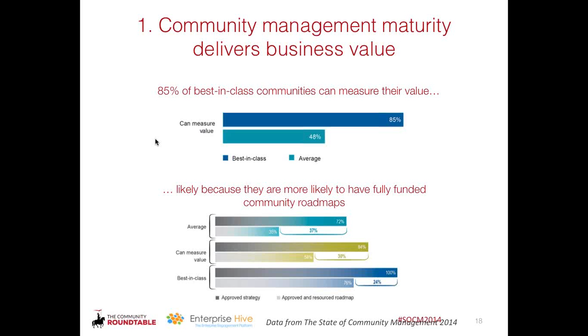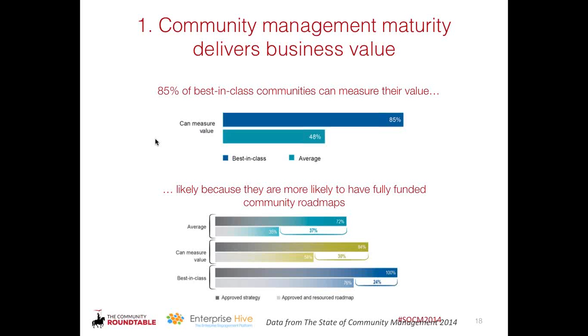And the second thing that best-in-class communities are more likely to do is have fully funded roadmaps. And what I mean by that is the community team has really laid out all the programming and initiatives that are required to have a mature, developed community program. And they've said, this is how much it's going to cost, this is when we want to do it, this is how we're going to deploy that, here's who's going to be responsible. And they've gotten buy-in from their stakeholders and confirmed investment to execute in that roadmap.